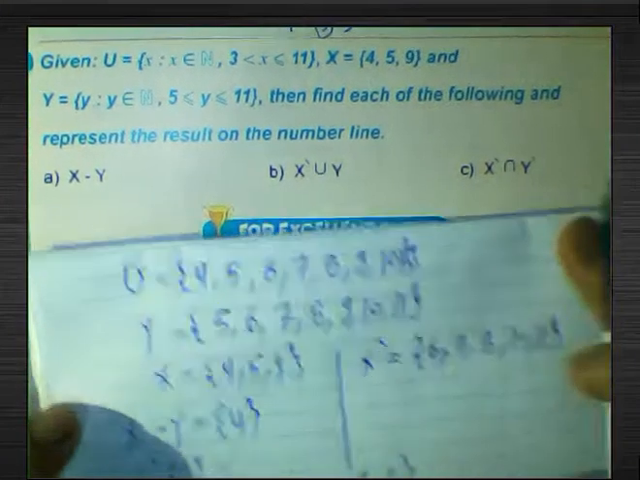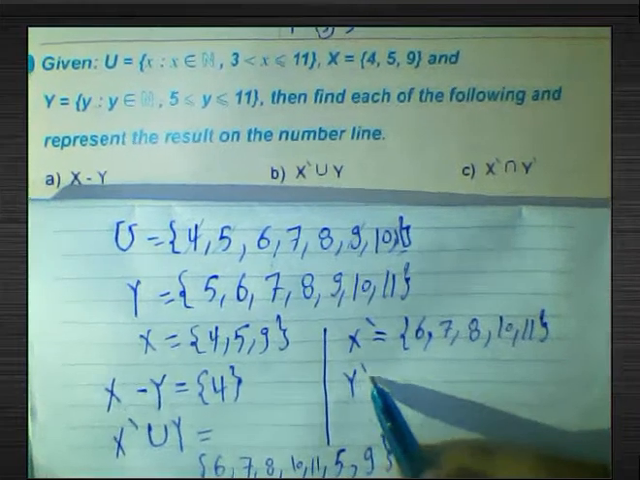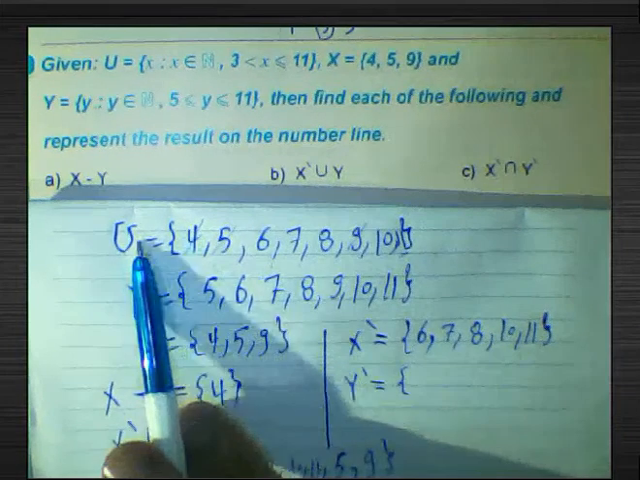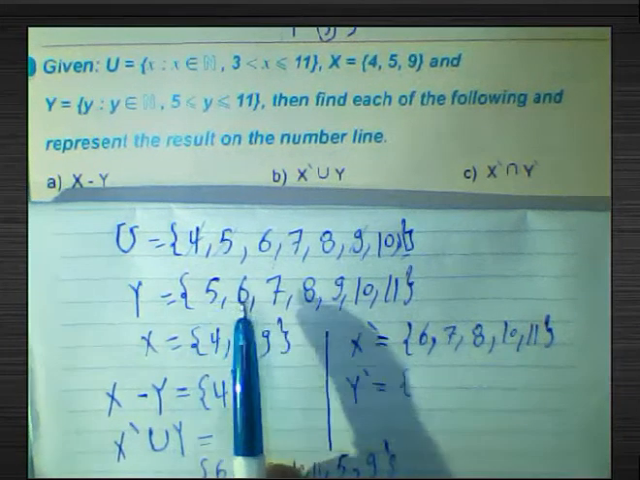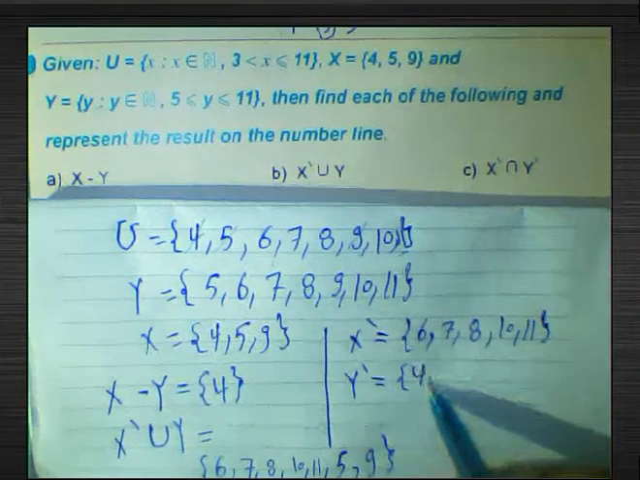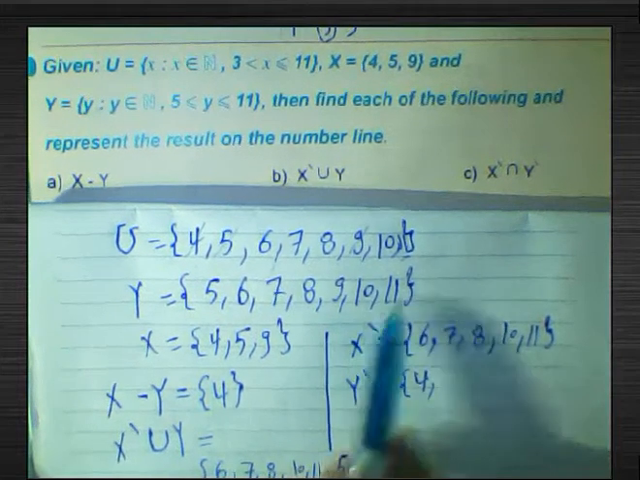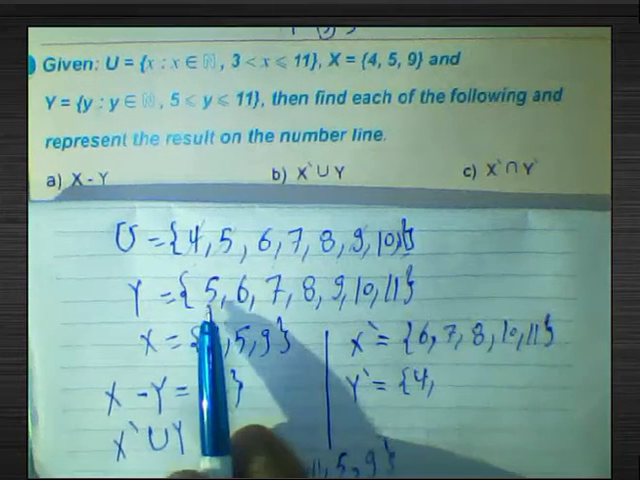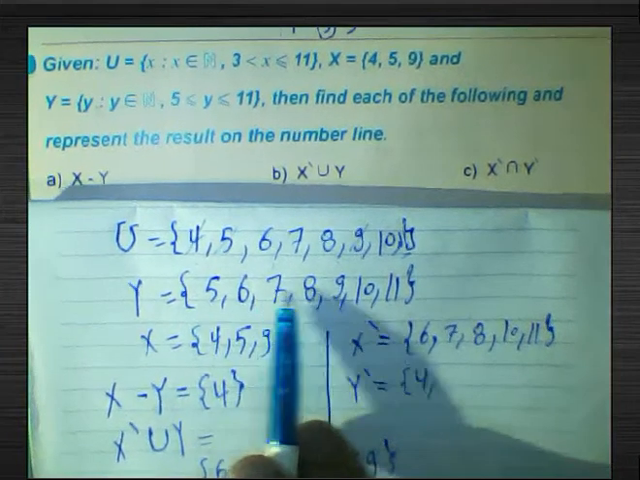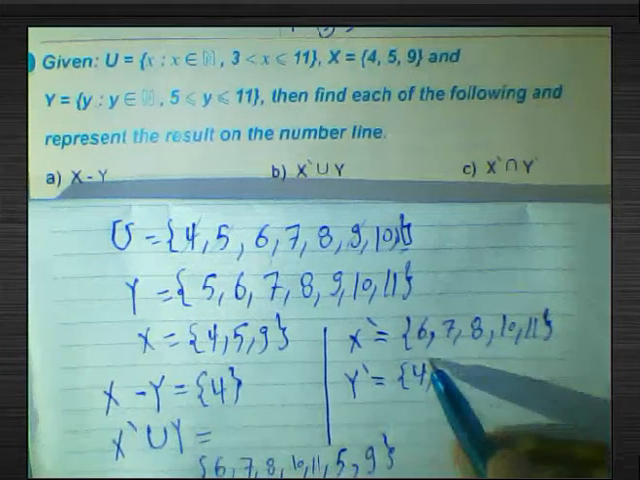X complement intersection Y complement. So you must find Y complement first, or Y dash. We will complete it from U. Look with me: 5, 6, 7, 8, 9, 10, 11. We must write 4 here to complete the complement. So Y complement will be 4 only.